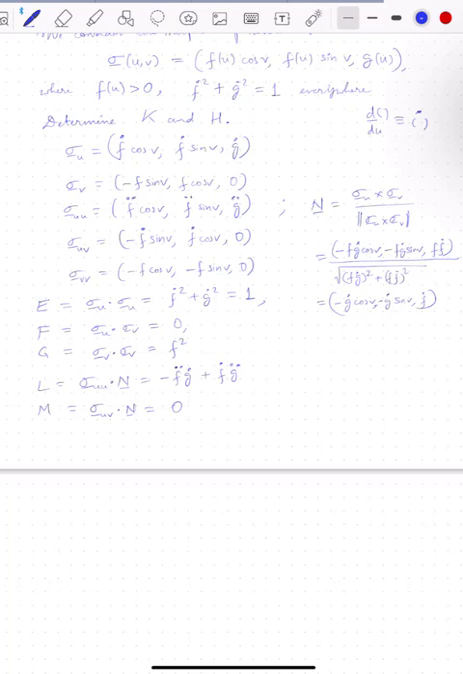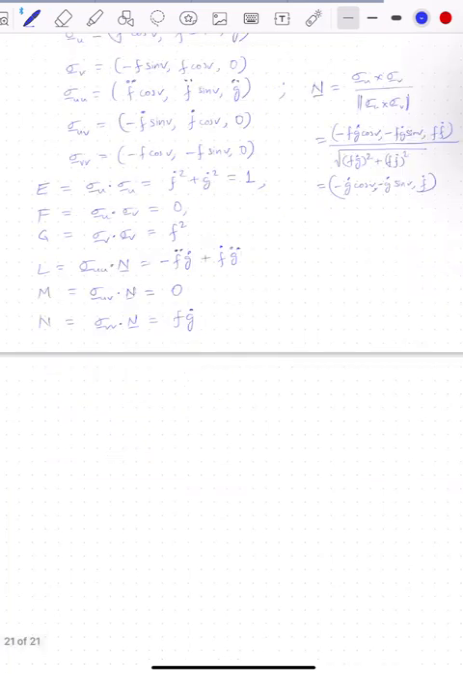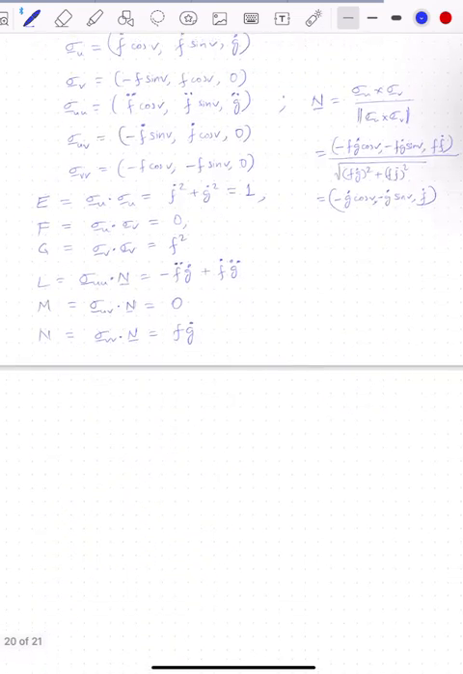And finally, we have n is equal to sigma vv dot n, and this comes out to be, so we'll have plus f g dot cosine square v plus f g dot sine square v. Yeah. So we have just f g dot. Okay, so now let's use the expressions to determine the curvatures.